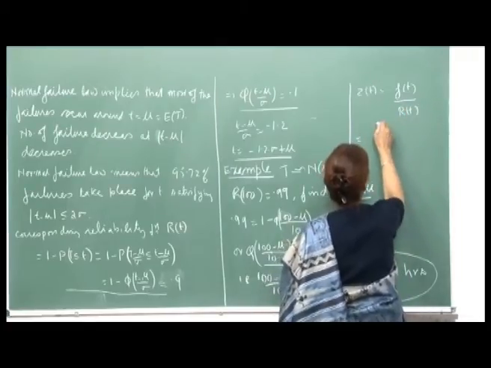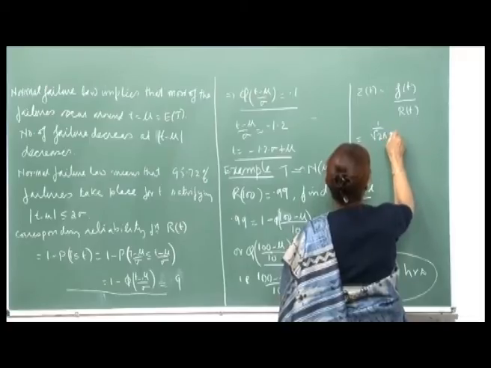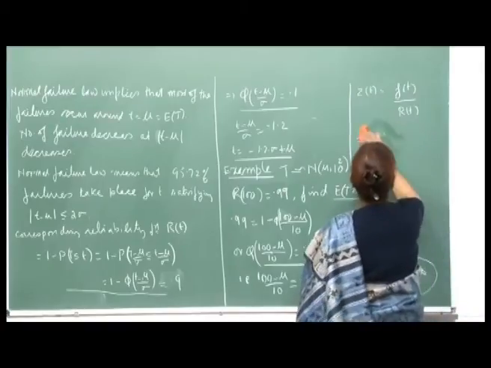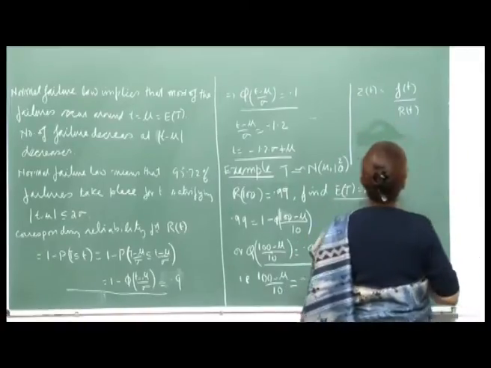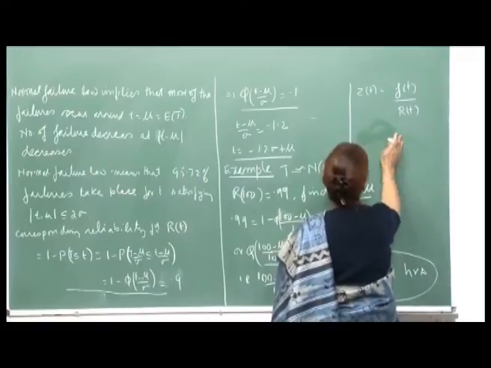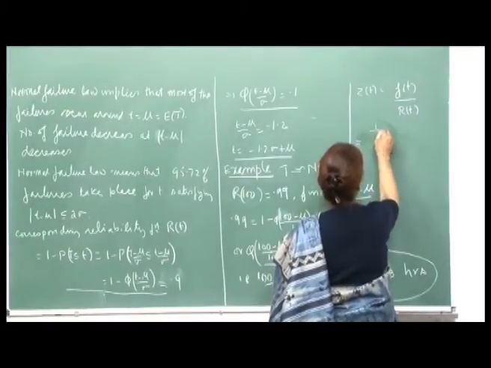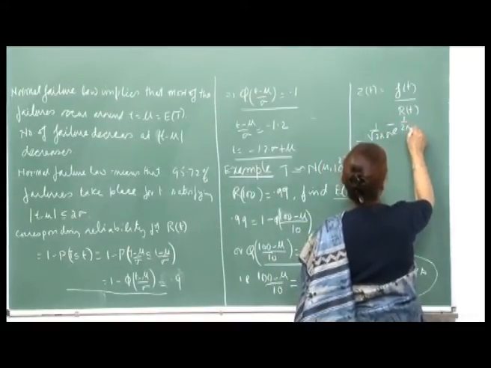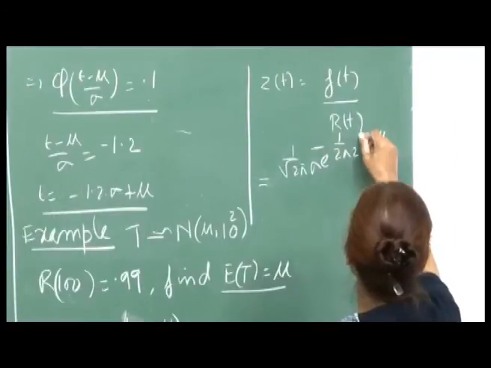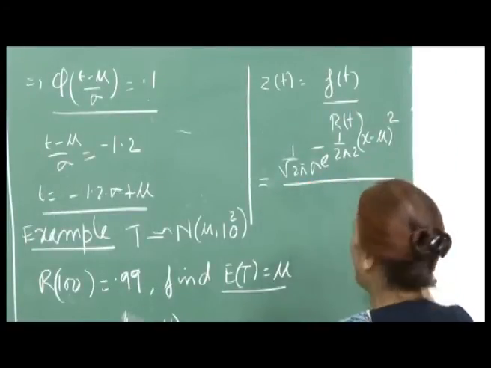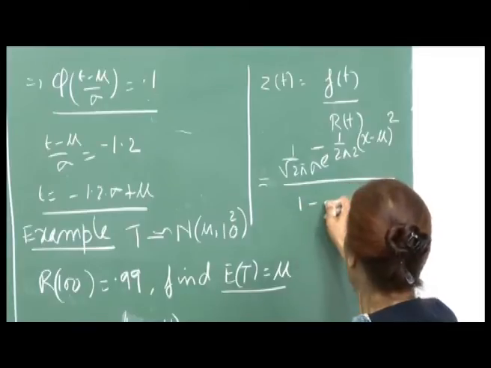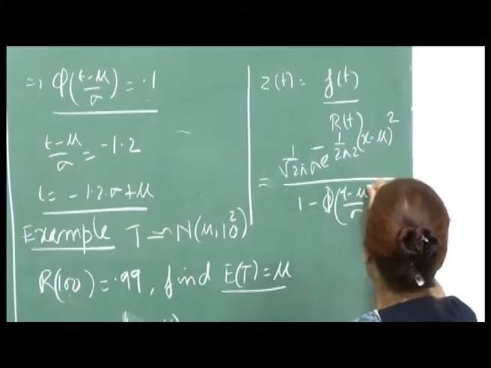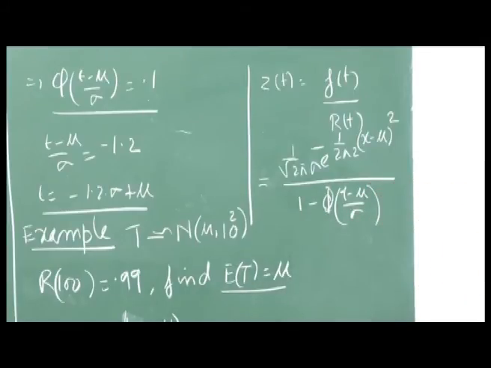So, this will be equal to your f t, which is 1 upon root 2 pi sigma e raised to minus 1 by 2 sigma square x minus mu whole square, divided by 1 minus phi of t minus mu by sigma. So, something like this. Okay. This is your failure rate.